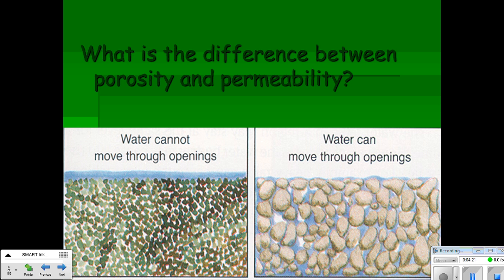And then we got a picture here. If you have small, well-sorted particles, which means they're all the same size, water can't go through because all the particles are stuck together really well. Whereas if you have larger, different sized particles, it leaves more open space and that water can come down through. So this would be permeable. This is impermeable because no water can go into it.